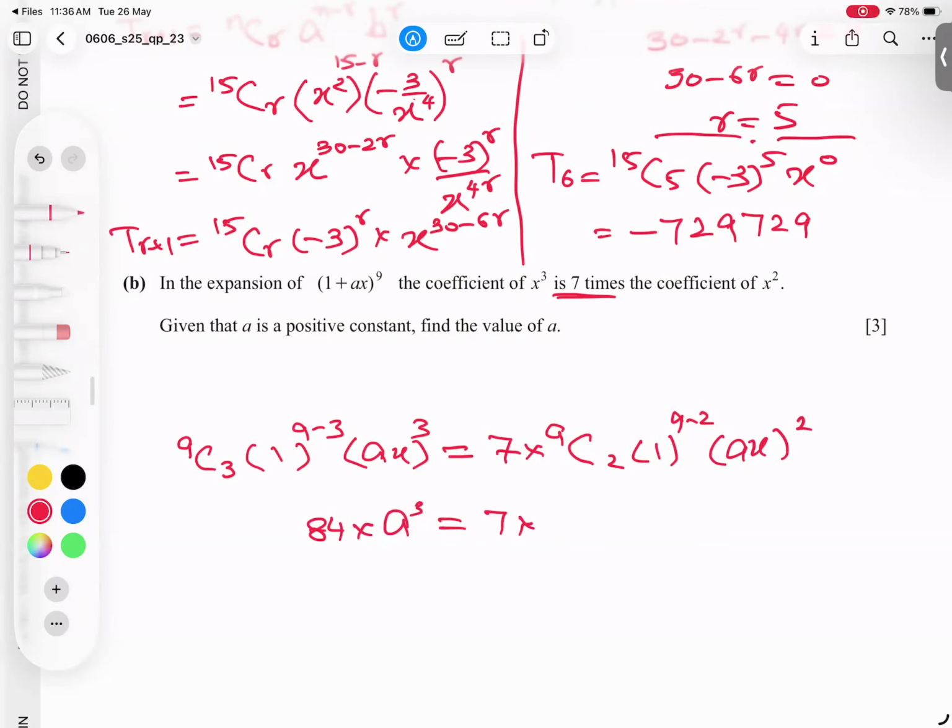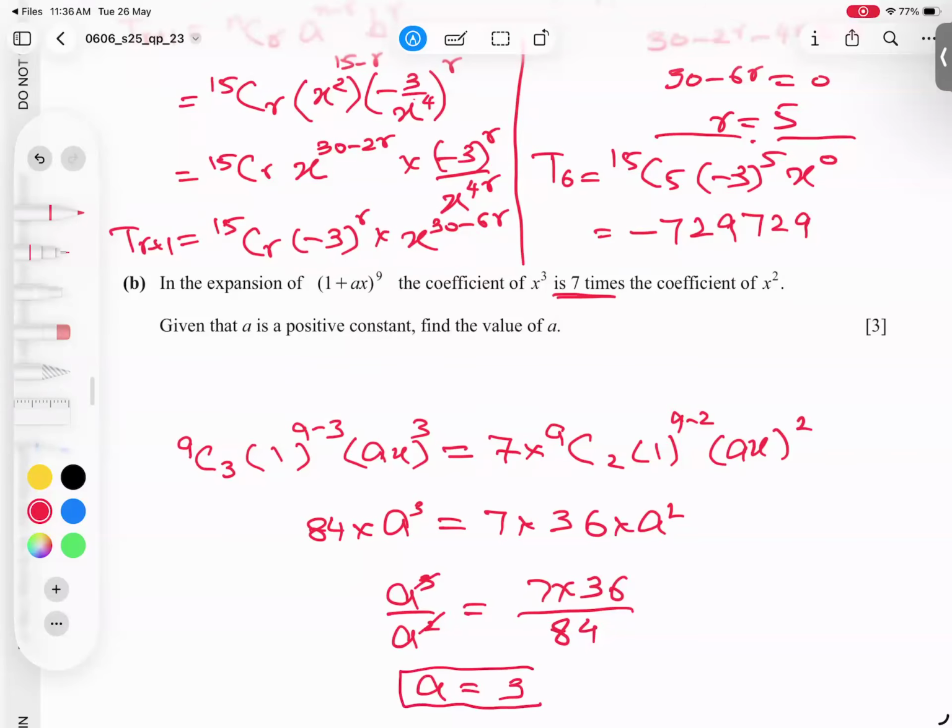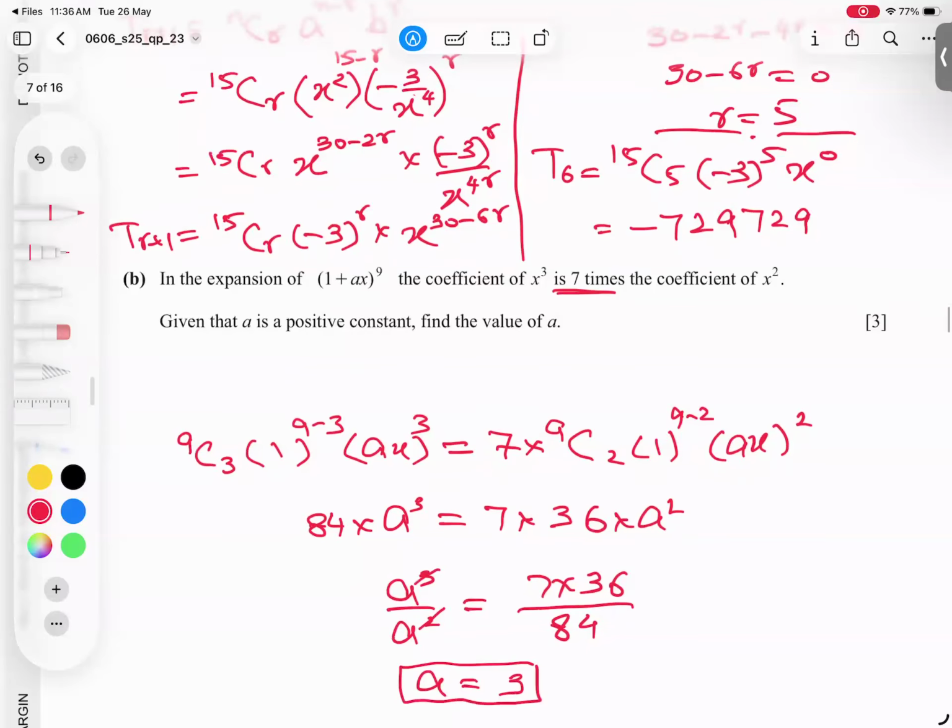And what is NC2? NC2 is 36. 1 to any power is 1, and into a squared. And x squared I'm eliminating because it's a coefficient. So this will cancel, this will go down, it will go to the other side. This cancels out, I get A. And the A value, if I type this in the calculator, is giving us 3. I hope the point is very clear.